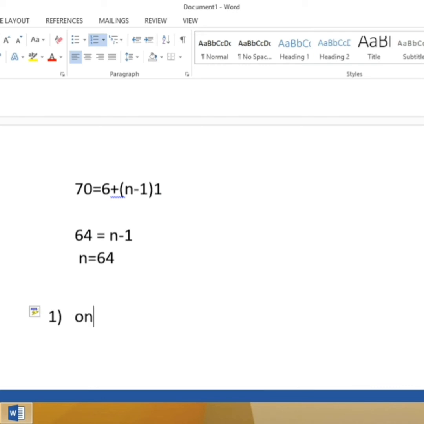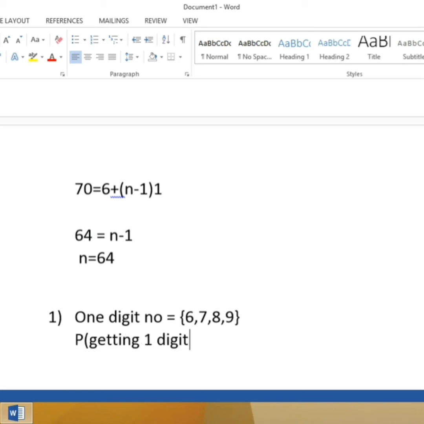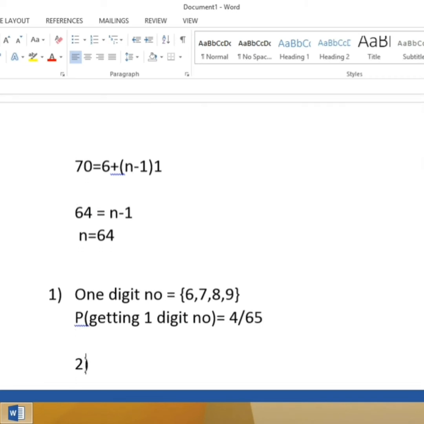The first part of the question is, how many one-digit numbers are there from 6 to 70? That's going to be 6, 7, 8 and 9 only. So the probability of getting a one-digit number is going to be 4 by 65.